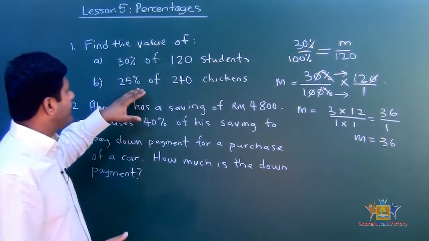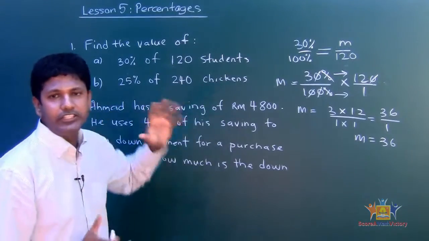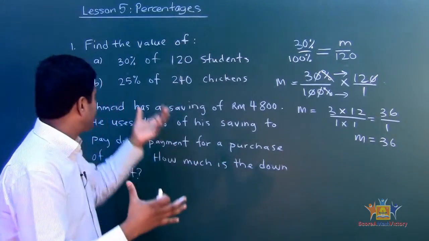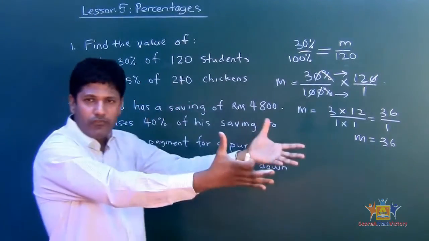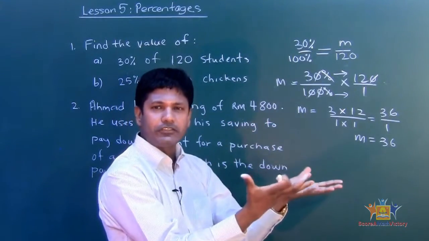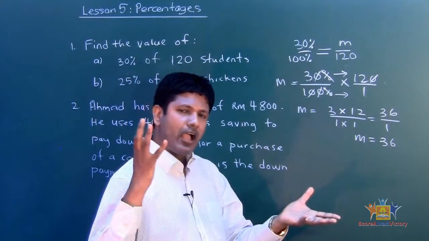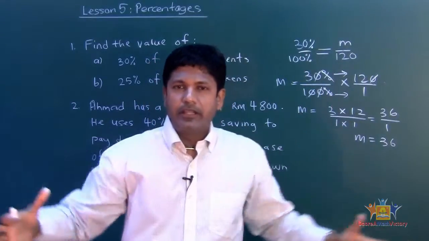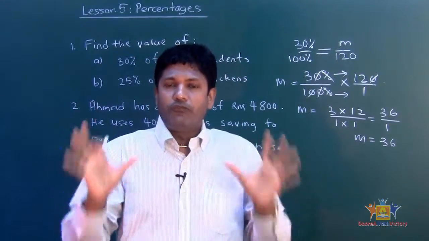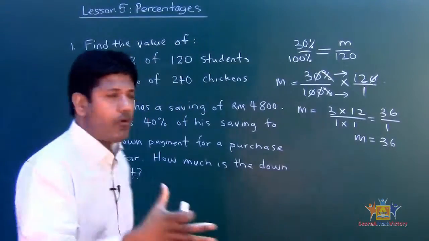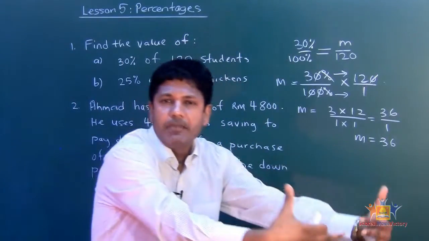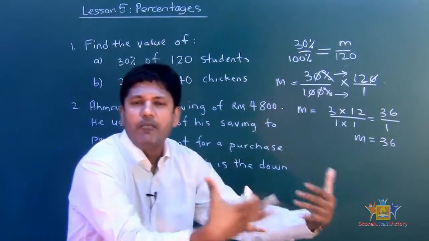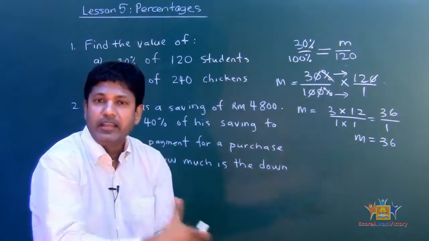B. 25% of 240 chickens. So let's understand, 25% of the 240 chickens. The 240 is how many percent? 100%. The whole. Let's say in a chicken coop, there are 240 chickens, and I want to take 25% out of that. That's what I'm looking for. How many would that be? I need to know the number, am I right?